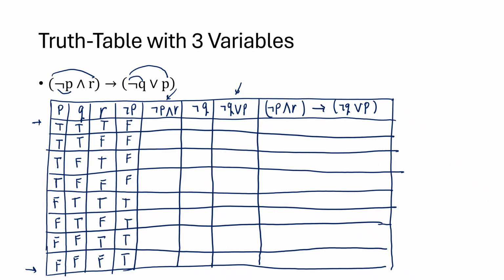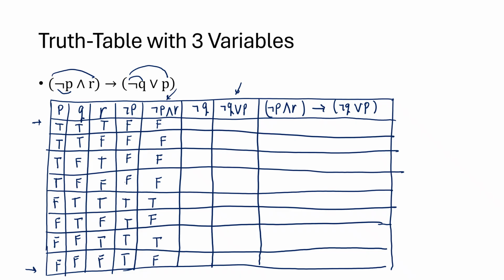Now that we have not P and R, we can combine them with conjunction. If you remember, it's true when both left and right hand side are true and false otherwise. So we have true and false, which is false. Then we have false and false, which is also false. Then we have true and false. Again, false and false is false. True and true is true. False and true is false. True and true is true. And finally, false and true is false. So that's the truth value for not P and R.